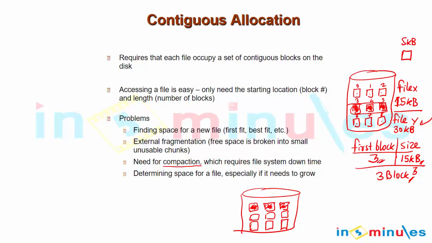Determining space for a file, especially if it needs to grow, would be another disadvantage. Consider, guys, we have used the space after file X for some other file, and then file X, which was 15 KB, suddenly becomes bigger, and by adding some 3 KB of data, it is 18 KB. Now if we talk about contiguous allocation, we don't have space available, although if you can see, there is space towards the end. So these are the major issues when it comes to contiguous allocation. Let's see the diagram for a more practical view of it.